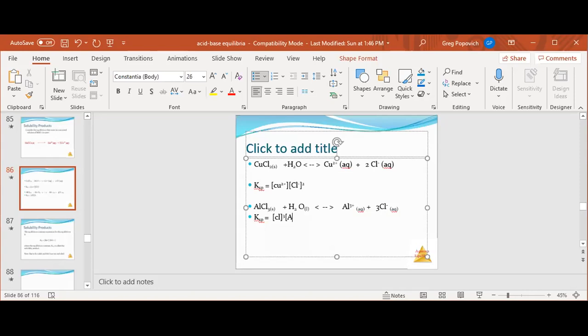Did I use CuCl2 in this expression? No, you just used the Cu. So just Al. Just the Al. Generally speaking, you do the cations before you do the anions.